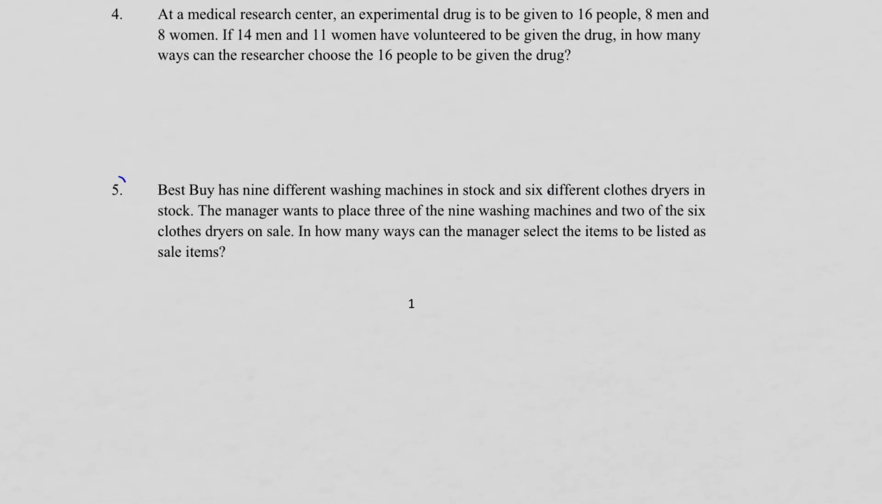Number 5, Best Buy has 9 different washing machines in stock. Yes, they do sell stuff like that. It's beyond TVs and games and all that.